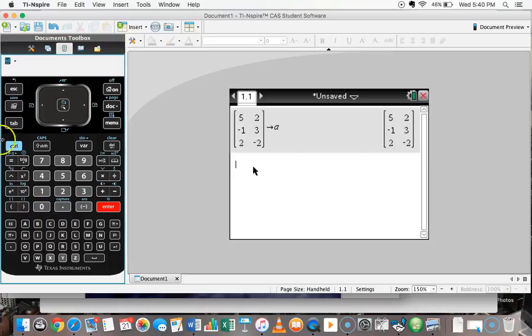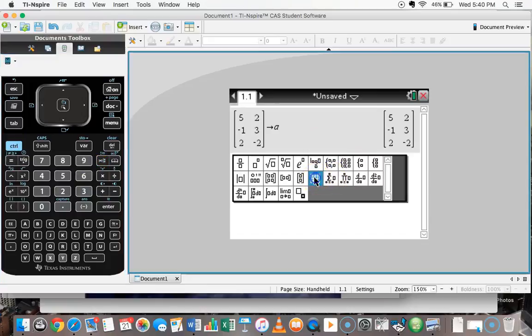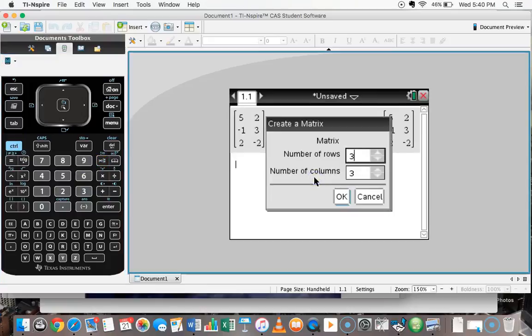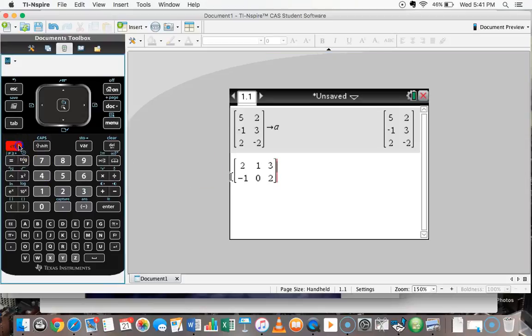We want another matrix, so we press this function button. We want this particular value. Our next matrix is a 2 by 3. Great. We enter our values. 2, 1, 3, -1, 0, 2. We're going to store that. Control store. We're going to call that B.